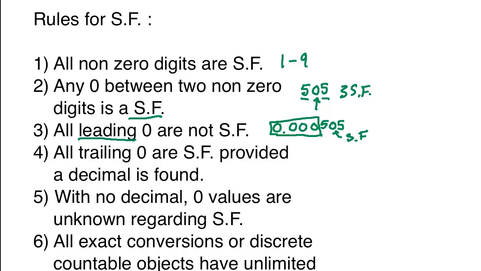Now, once you hit your first non-zero digit, so in this case it was 5, at that point the leading term gets cut off, and then anything else you need to apply the additional rules to. All right, so again, that's why that 0 between the 2 5s is not considered a leading 0, because higher on the list is if a 0 is between 2 non-zero digits, and it fits that value there. All right, now, number 4, all trailing zeros are significant figures, provided a decimal is found. So what does this mean?